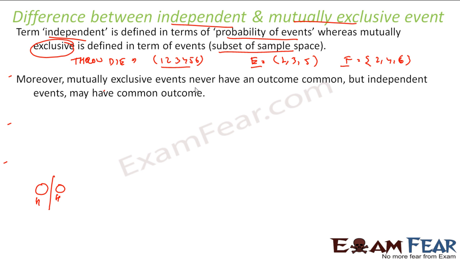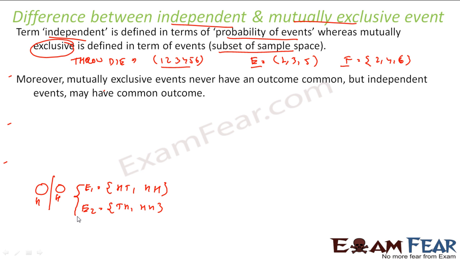Moreover, mutually exclusive events never have a common outcome. If you see, 1, 3, 5 is the outcome in this, 2, 4, 6 is the outcome in this. No common outcome, but independent events may have a common outcome. For example, getting head in the second trial and getting head in the first trial. If you throw a coin twice, the first event, let's suppose, is getting head in the first trial, so you get head, tail and head. This is my first event. The second is getting head in the second trial, so that becomes tail, head and head, right?